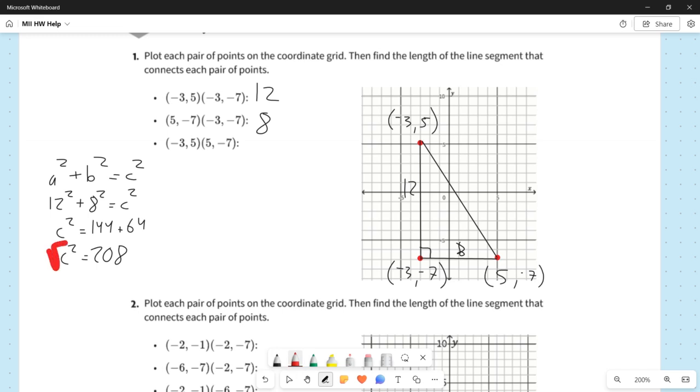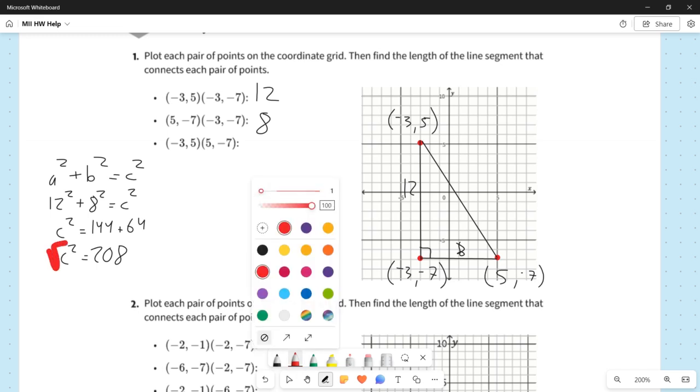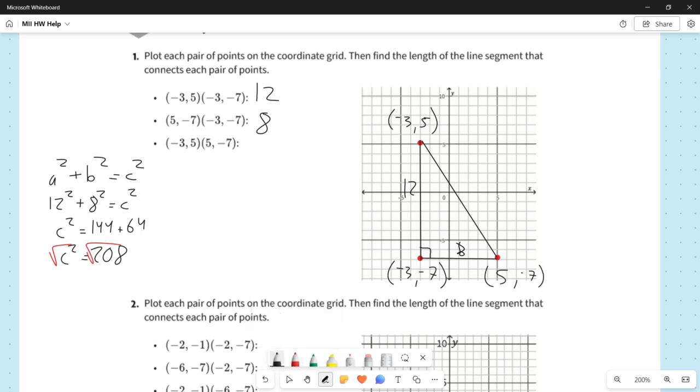Oh, that's right. That's still a thicker line. Let's try it again. So we'll take the square root of both sides. And that gives me c equals.